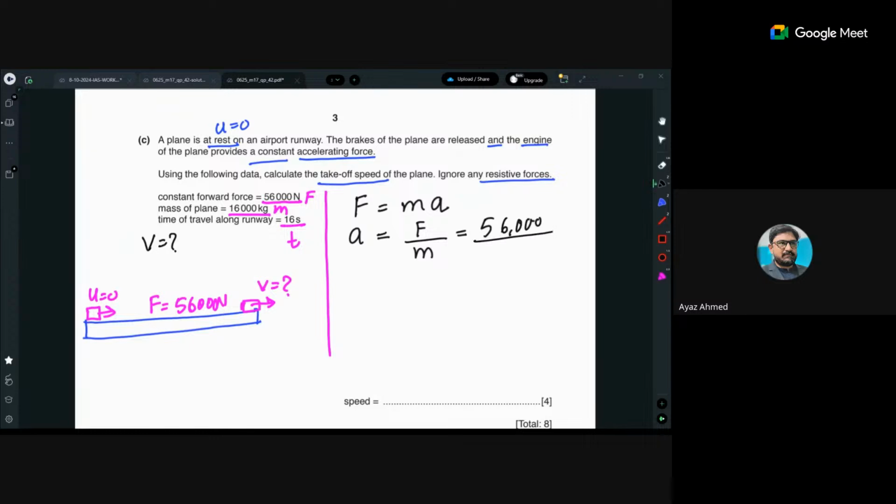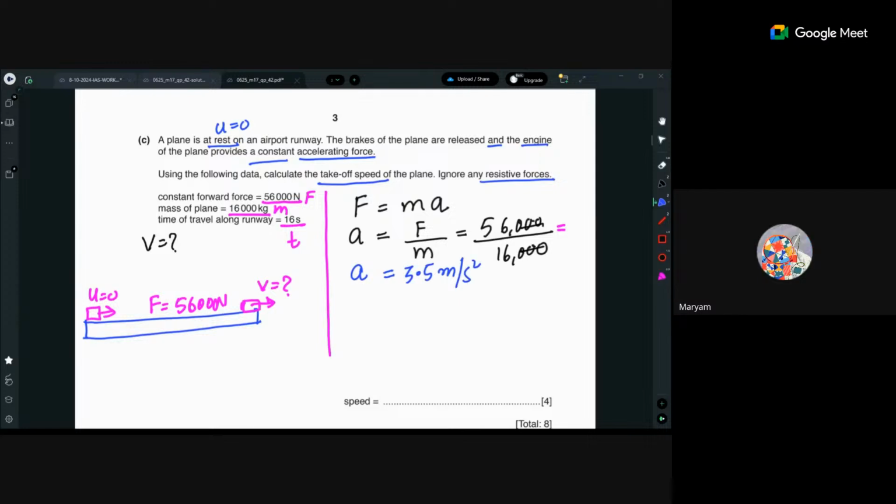Force is 56000 and mass is 16000, so it would be gone. I need calculations. Okay, sir, 3.5. Yes, that is 3.5 meters per second squared, the acceleration. Is it clear to all?